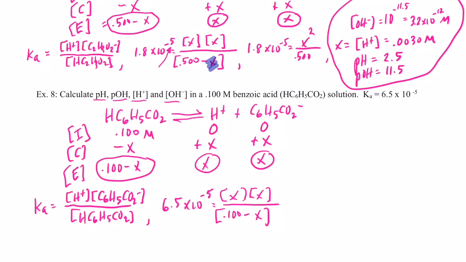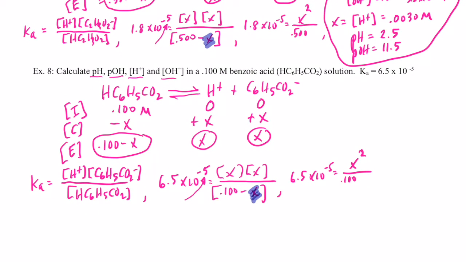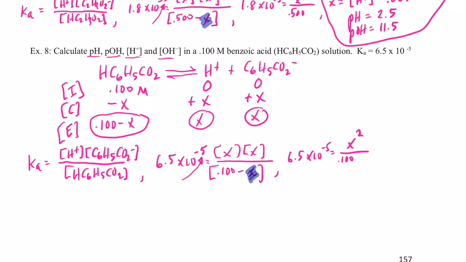Right up there, kiddos. Now, since this is 10 to the negative 4th or smaller, in this case it's 10 to the negative 5th, we can neglect adding or subtracting X, because it's so small it won't affect that concentration. That's going to make the math lots easier. So we can rewrite this as 6.5 times 10 to the negative 5th equals X times X is X squared on top, all over 0.100. So now we can solve for X. We'll multiply both sides by 0.1 and take the square root of that answer.